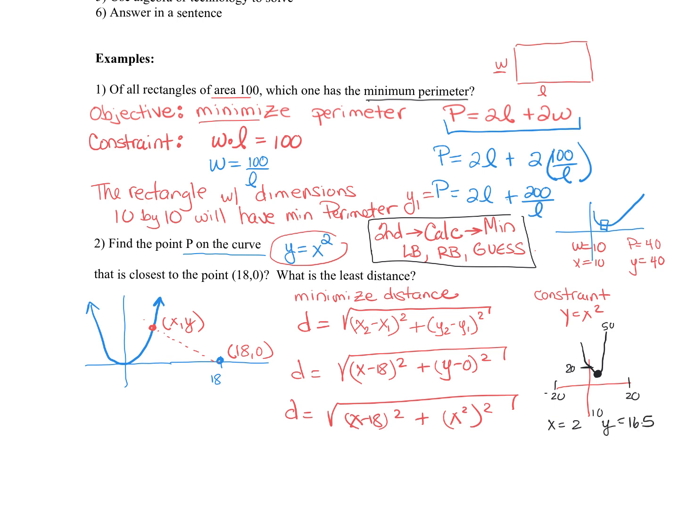So keep in mind, again, this is our distance as a function of x. So if x is 2, the distance is 16.5. And we want to know what is the point. So the point is x is 2. And if you plug 2 in here, you get y is 4. And the minimum distance is 16.5.